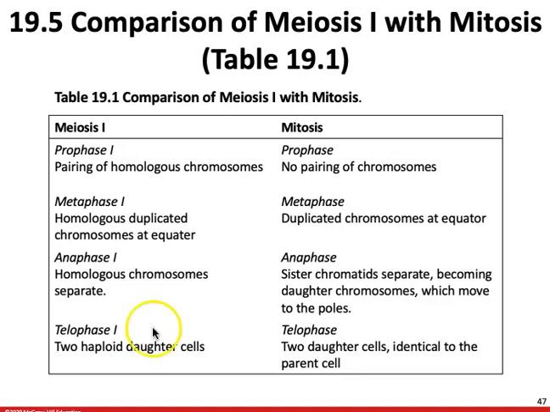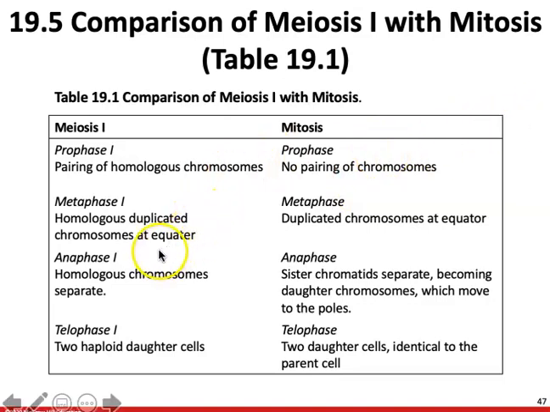So in meiosis 1, we're going to see in prophase 1 a pairing of the homologous chromosomes. Of course, in mitosis, there is no pairing of chromosomes. We're going from 46 chromosomes to 46 chromosomes. We want to make sure that each cell has an exact copy of each of the different chromosomes. So we're not going to see the homologous pairs line up.